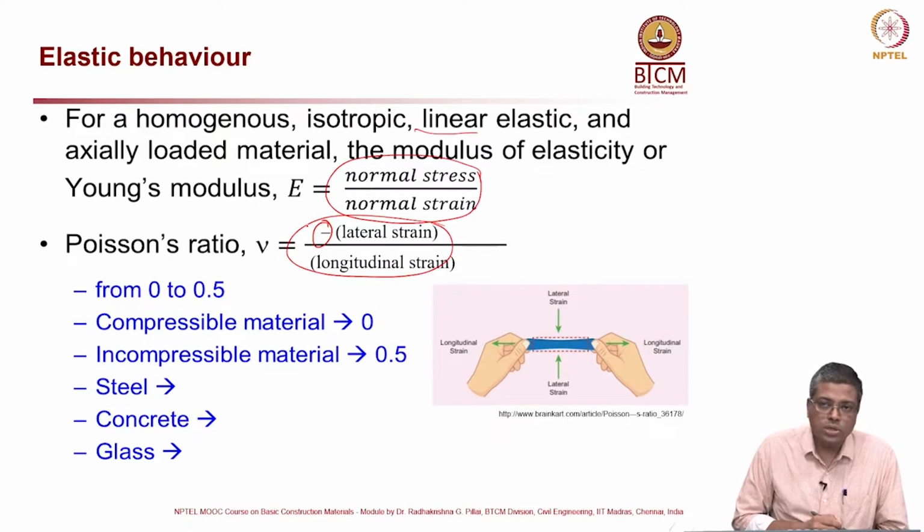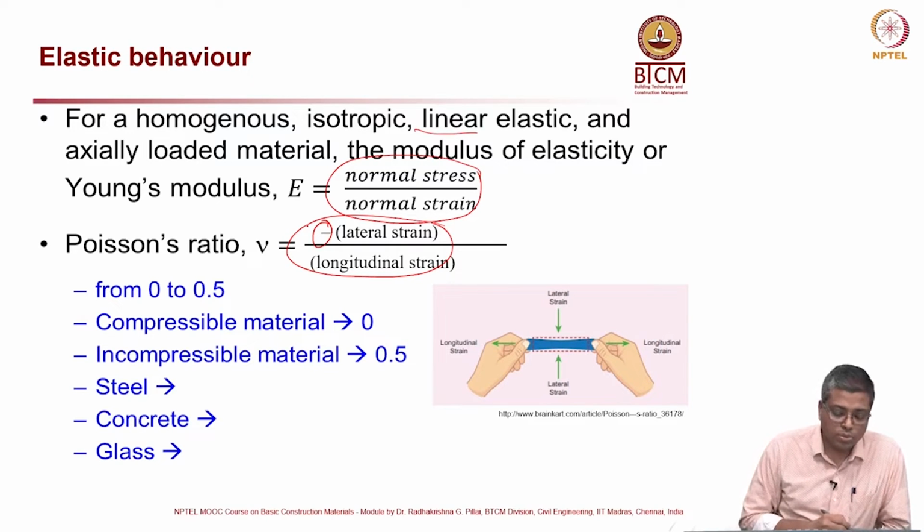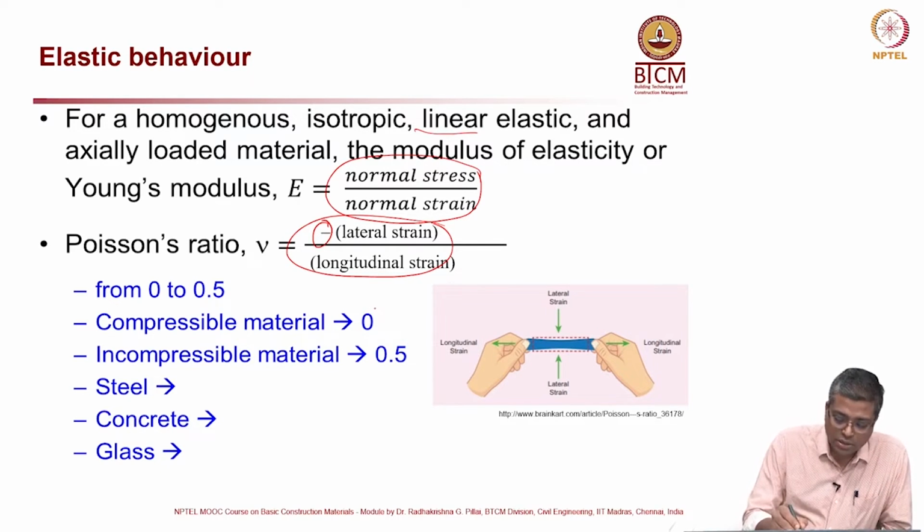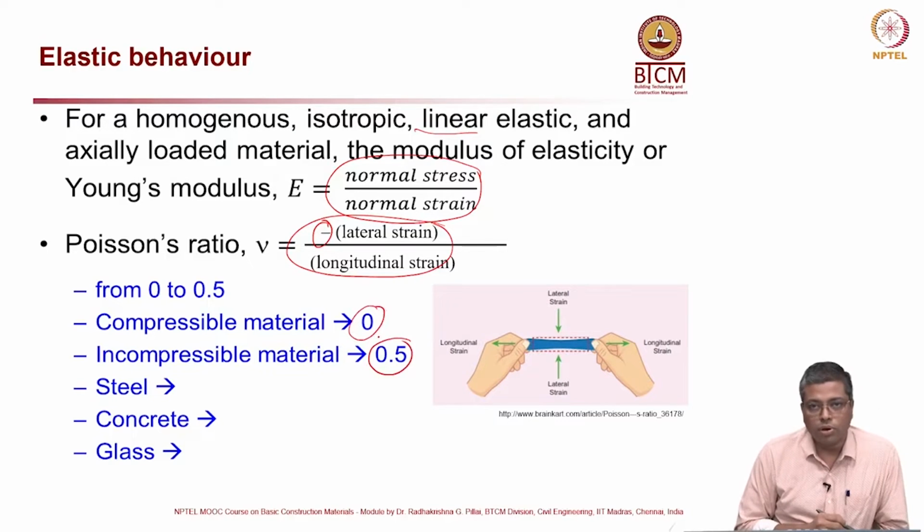Now, what is the range of the Poisson's ratio? Typically it is from 0 to 0.5, and for a compressible material it is close to 0 and an incompressible material is close to 0.5.